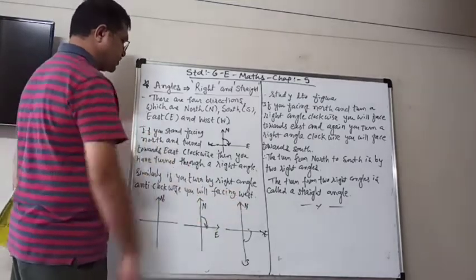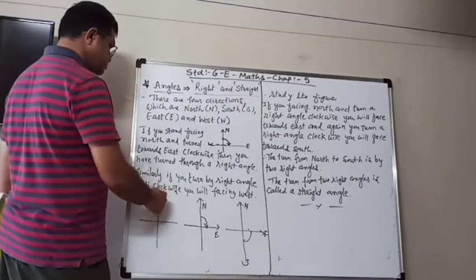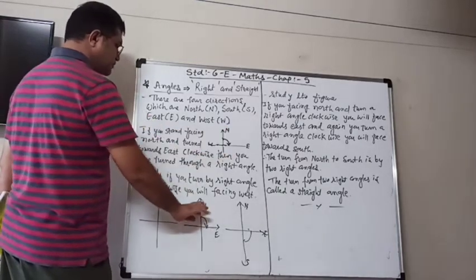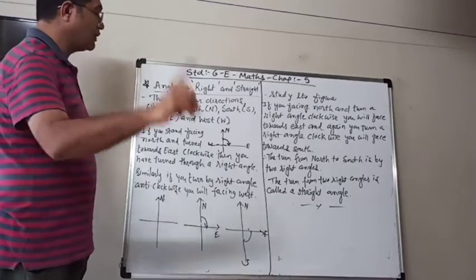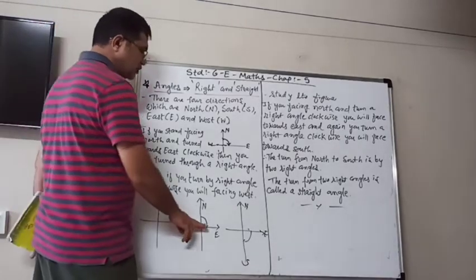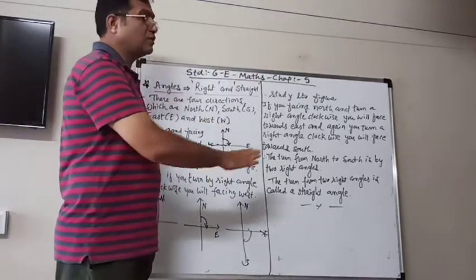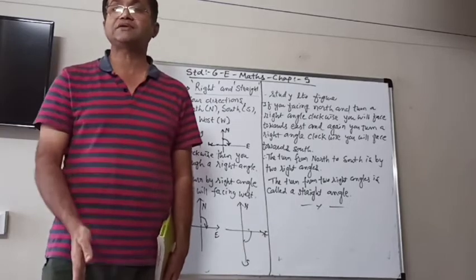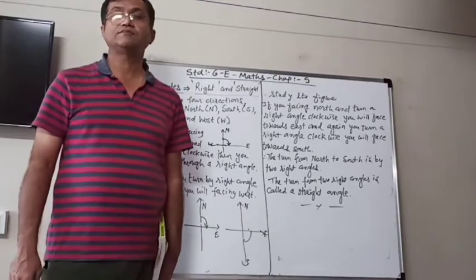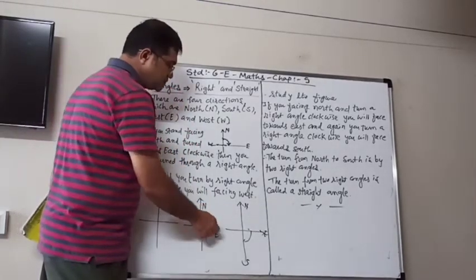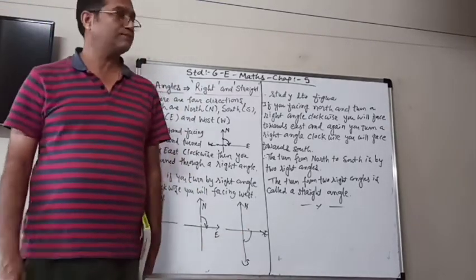Now consider these figures here. You are facing towards north, and in this situation you turn clockwise a right angle, one right angle, then you will be facing towards east. Now from east, again you move clockwise, then you will come to the south direction. So here you move one right angle, then another right angle. So you are moving two right angles here.